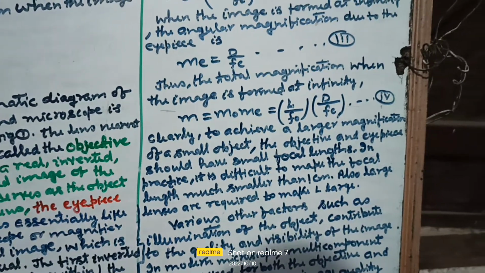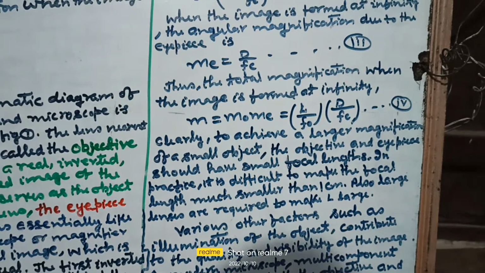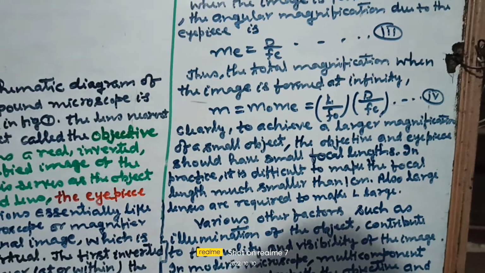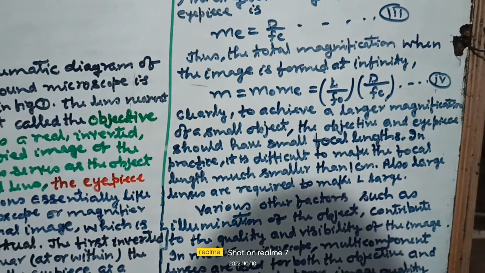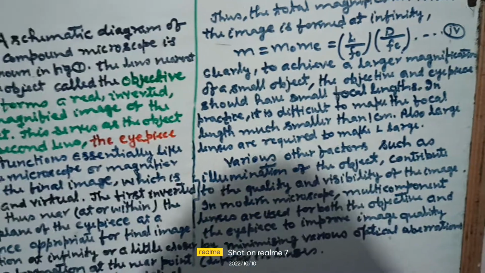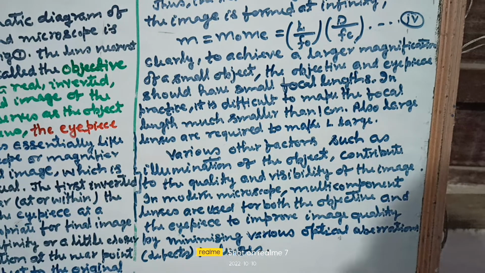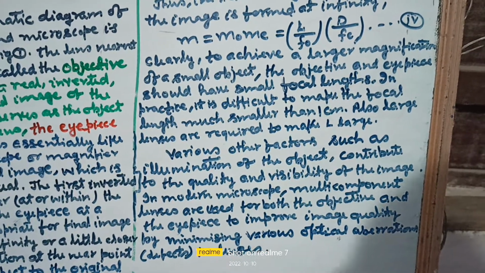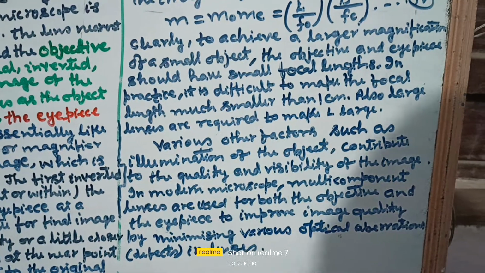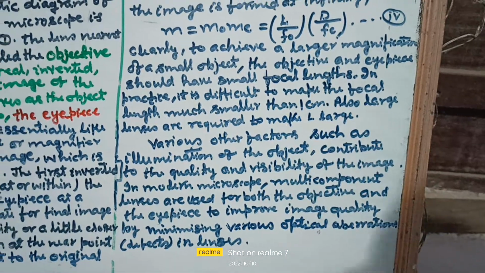Clearly, to achieve a larger magnification of a small object, the objective and eyepiece should have a small focal length. In practice, it is difficult to make the focal length much smaller than 1 centimeter. Also, large lenses are required to make L large. Various other factors such as illumination of the object contribute to the quality and visibility of the image. In modern microscopes, multi-component lenses are used for both the objective and the eyepiece to improve image quality by minimizing various optical aberrations or defects in lenses.